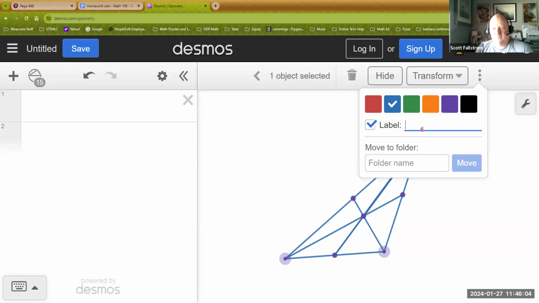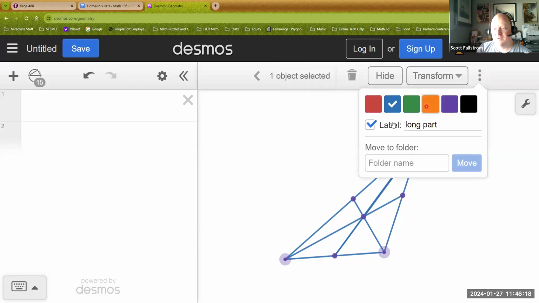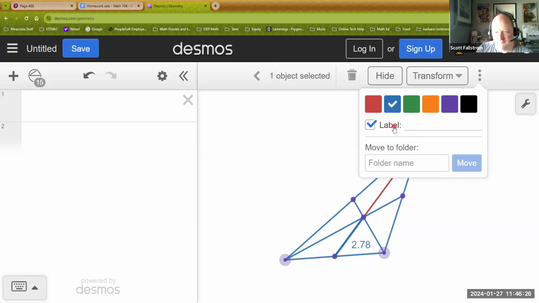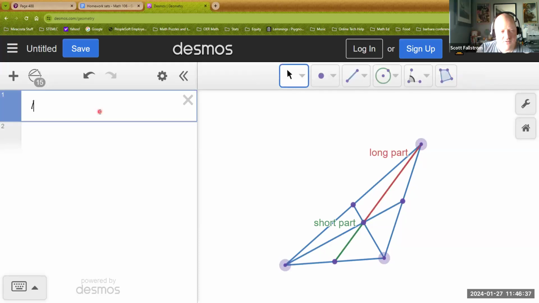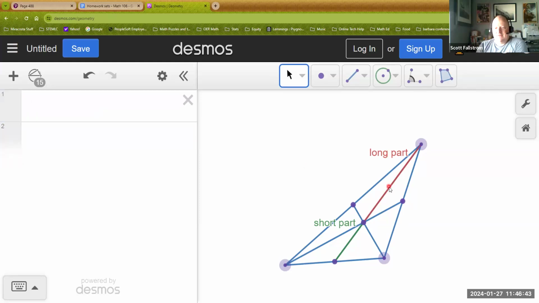I'll just label that as long part. Okay, there's the long part. I can click on this one and label this one too, and I could change the color of it too. Okay, long part becomes red. And down here, this will be a short part. I'll go in green. So there we go. Long part to short part. And so over here, let's see, it's not letting me type that.